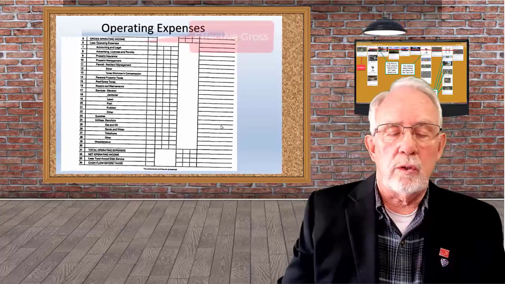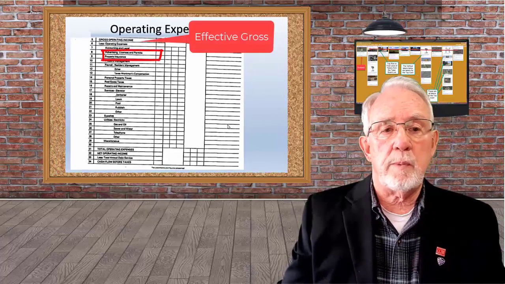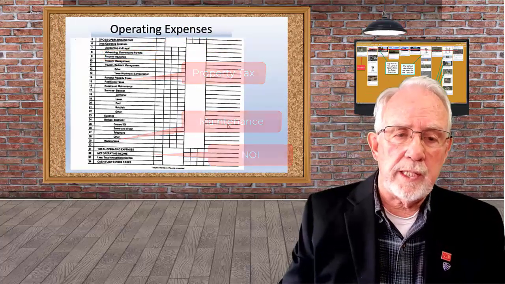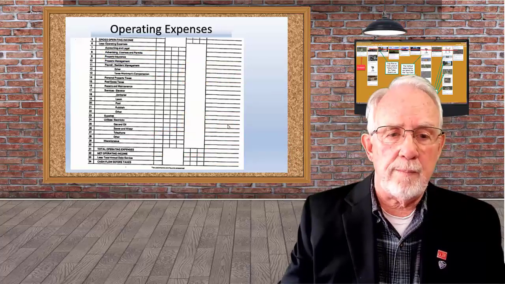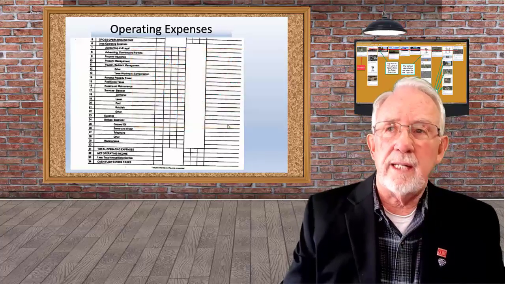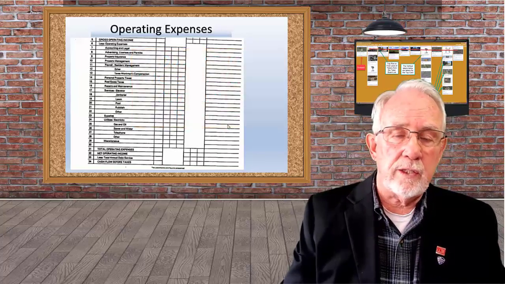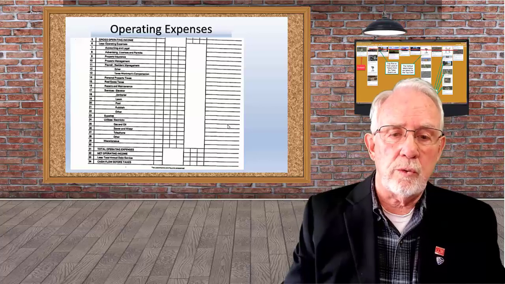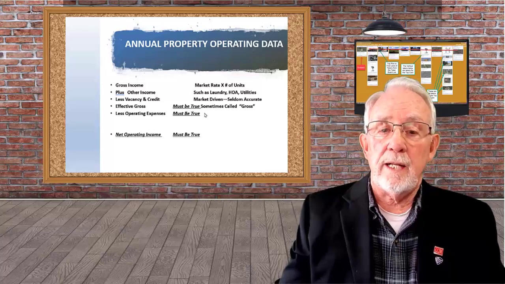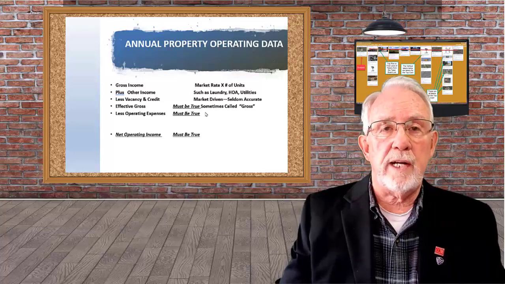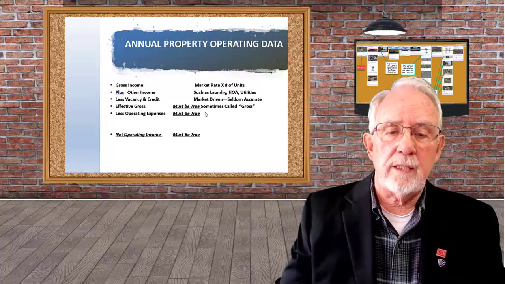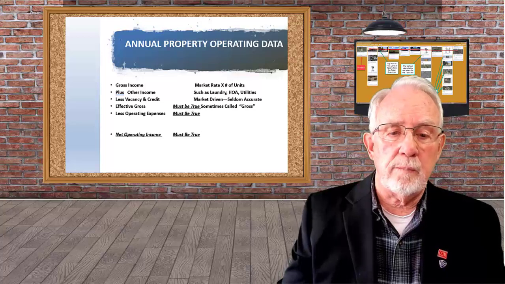Now, I have circled some of the things on the operating expenses that must be true. And remember, don't put things in the operating expenses like interest deduction or amortization or reserves, because those drive down your NOI, and when you've got a low NOI, then your property just will not show good at all. As I said, there's 5 things in the operating statement, and 3 of those things must be true: effective gross income, operating expenses, and if those 2 are correct, then the 3rd one, net operating income, will be true.